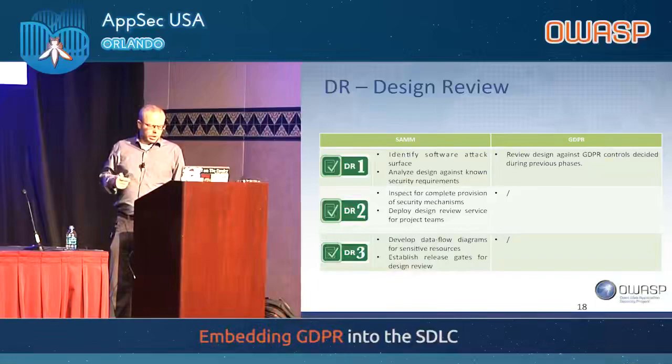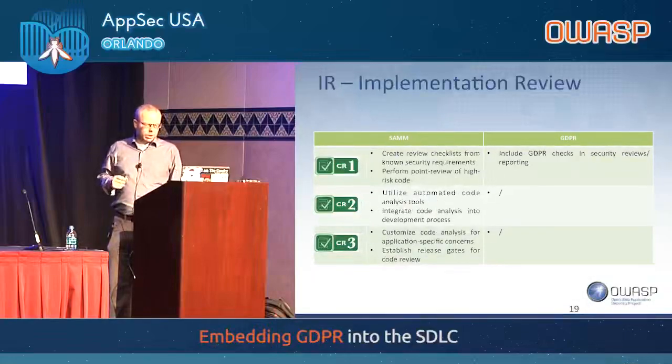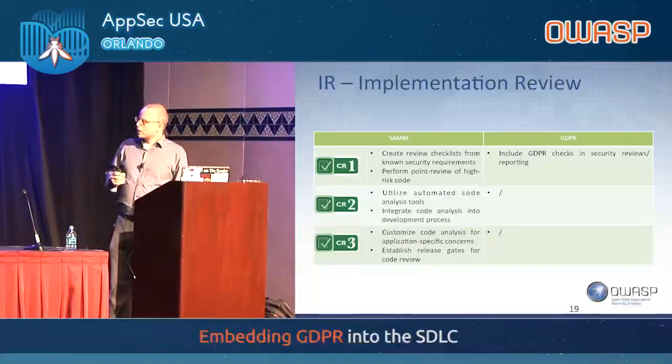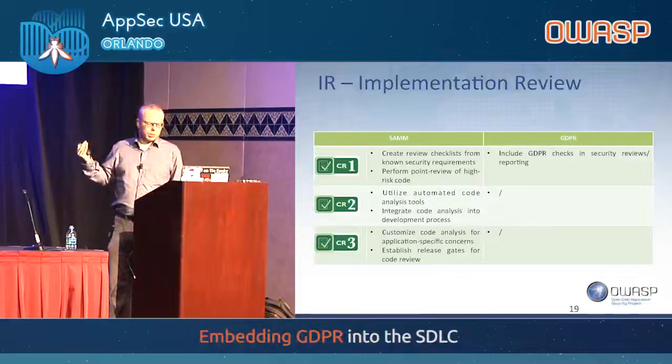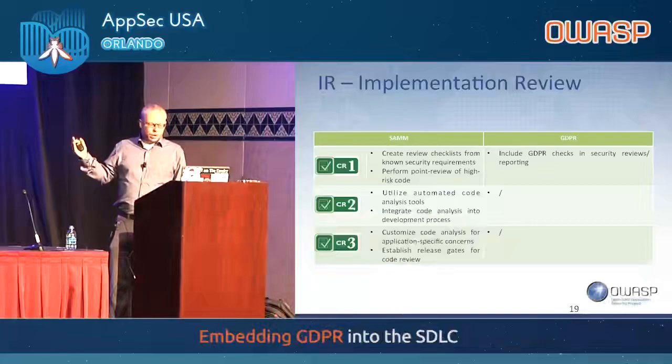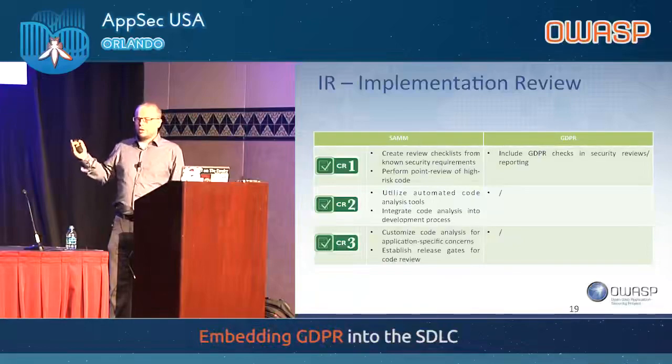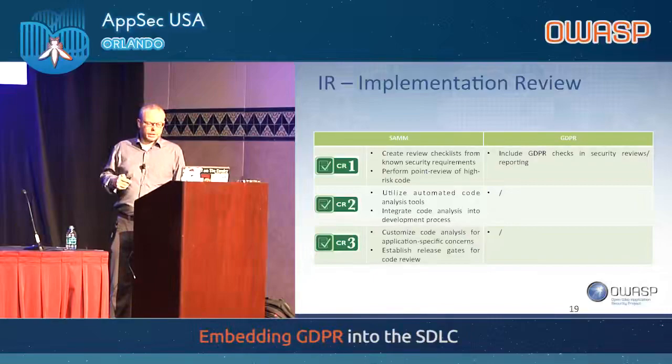And if you look further into the implementation review, for example, you'll start noting that on line 2 is usually the place where automation starts to happen. For the GDPR, we actually have nothing. So at this moment, we don't have tools like a static analysis tool that can actually help us find problems with the GDPR, which means it's going to be all manual work.